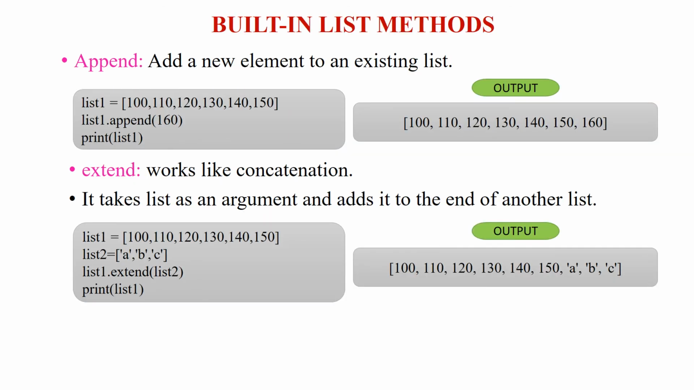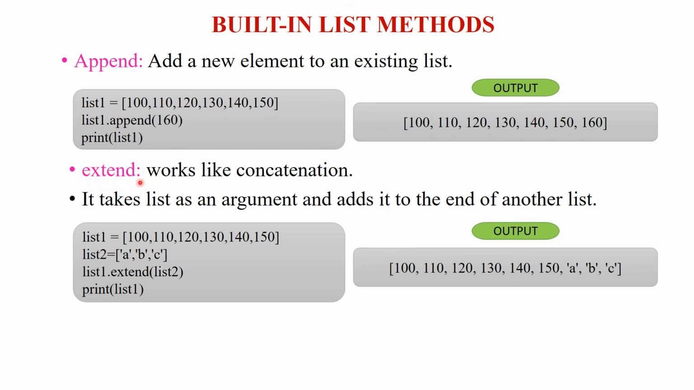So the next one is built-in list methods. Here we are going to see a number of built-in list methods. One is the append method. You are going to add a new element to an existing list. So here we have a list. I'm going to add an element, 120. So at the last position, I'm going to add 120 to the particular list.